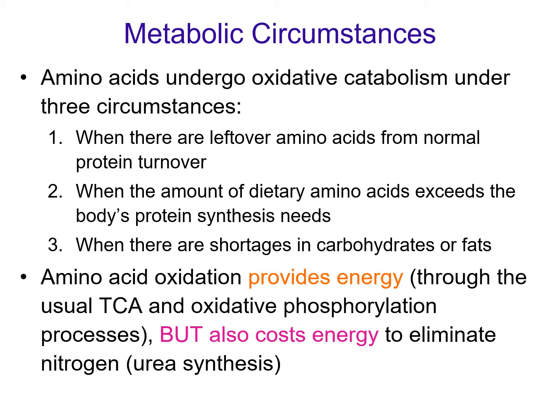Amino acid oxidation provides energy through the citric acid cycle, sometimes called the TCA cycle, or oxidative phosphorylation, but it does cost energy to do that because we have to eliminate the nitrogen. Only the carbon skeleton can be utilized for energy. So our body is adapted to not want to first utilize proteins for fuel because it costs energy, and our body wants to save as much energy as it possibly can. So only under these 1, 2, 3 circumstances would our body actually turn to proteins for fuel.